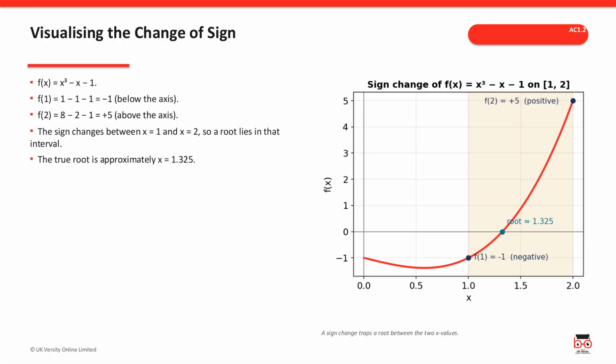Let's picture that with f of x equals x cubed minus x minus 1. At x equals 1, we get 1 minus 1 minus 1, which is minus 1, so the curve is below the axis there. At x equals 2, we get 8 minus 2 minus 1, which is plus 5, comfortably above the axis. The sign has flipped between 1 and 2, so a root must live in that interval, and the true value turns out to be about 1.325.